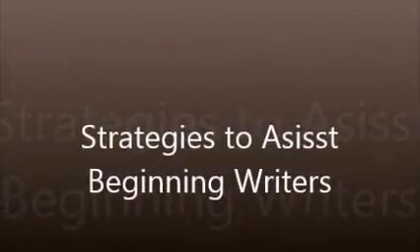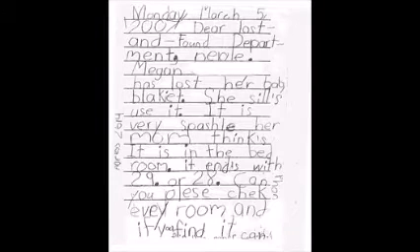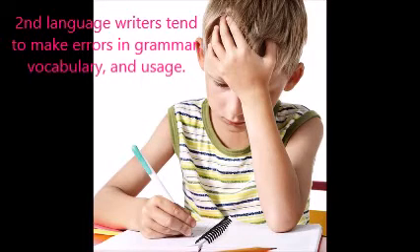Strategies to assist beginner writers. When students start to write in their second language, they might start to invent spelling that might include elements from the spelling system of their first language. During the beginning phase, second language writers may not have a good sense of sentence boundaries or of the conventional word order required in English. Also, second language writers tend to make errors in grammar, vocabulary, and usage.